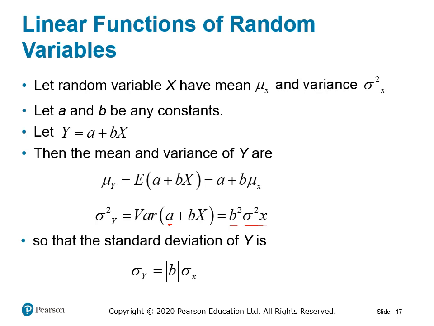What that means is that the standard deviation of y is the square root of this. So it's going to be the absolute value of b. The square root of b squared is just the absolute value of b, times sigma x. So it's the absolute value of b times the standard deviation of x.